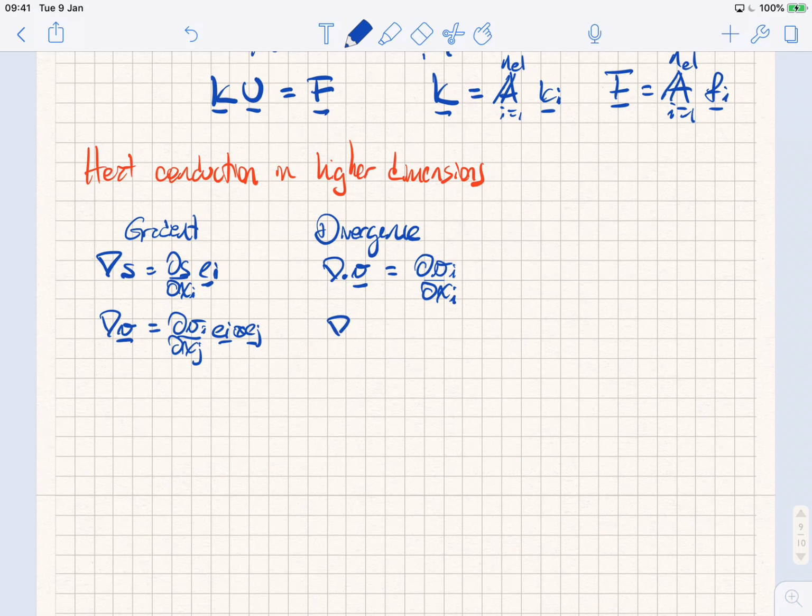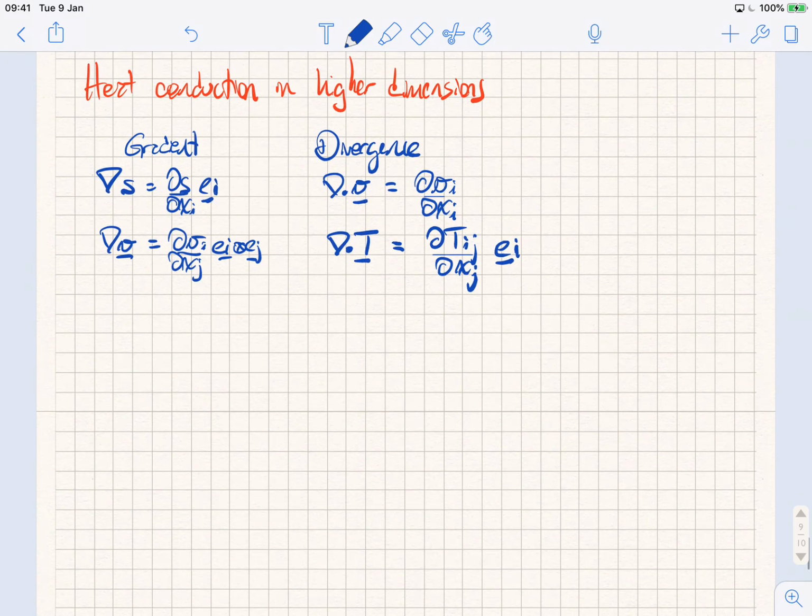And then if we take the gradient of a tensor field, what is that? Sorry, the divergence of a tensor field is what? It's a vector. And it's defined as we take the derivative of the ijth component of that tensor with respect to xj and then ei. Now that we're working in higher dimensions, we're going to be dealing with tensors and vectors. That's perhaps the only complication because everything else is going to remain the same.